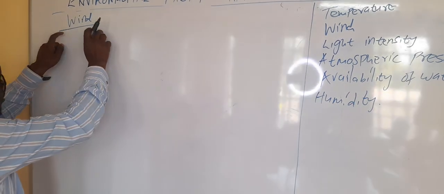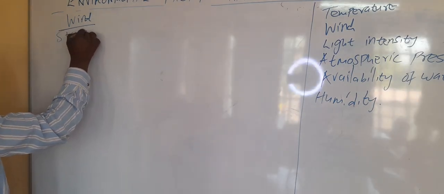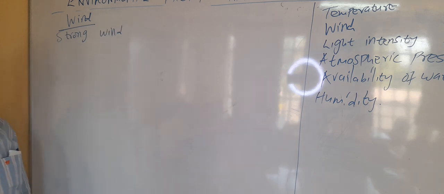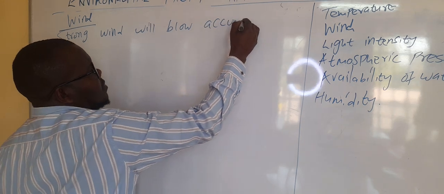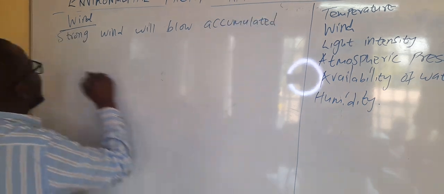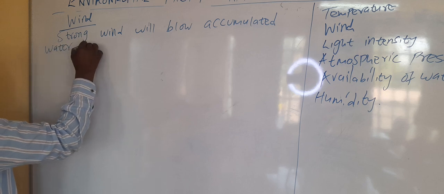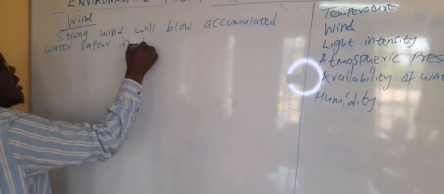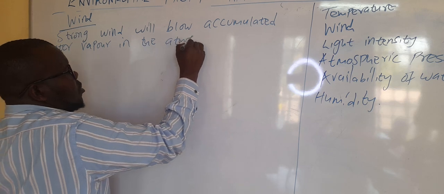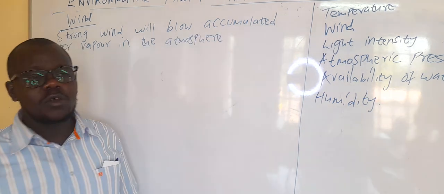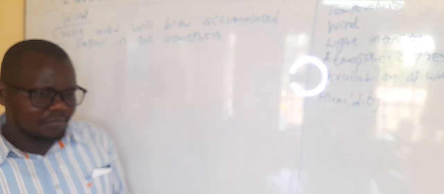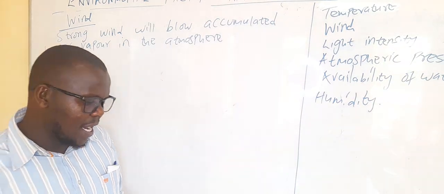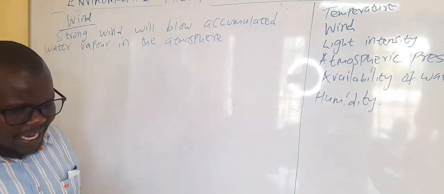So we are speaking about wind, strong wind. What will happen to the strong wind? Strong wind will blow accumulated water vapor in the atmosphere. Hope you're getting that. We are speaking about what? Wind blowing the accumulated water vapor in where? The atmosphere. And as it's doing that, it will be carrying with it what? Water vapor from the leaf surface.